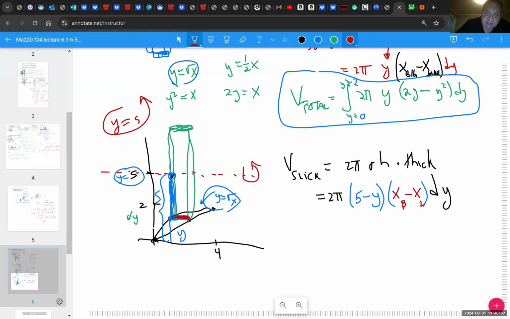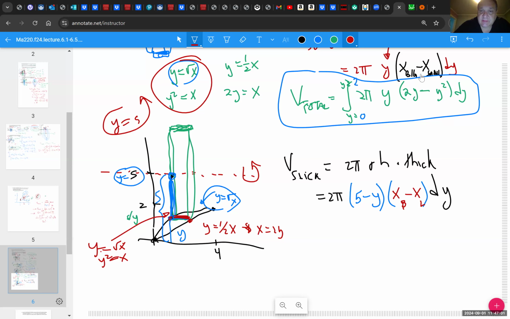So the bigger x is over here, which we already said was y equals 1/2 x, or x equals 2y. That was the bigger x value. The smaller x value, remember, over there is y equals square root of x, which when I solve for x was just y squared. And so if I subtract those two values and put them in terms of y, I get the bigger one, which is 2y, minus the smaller one, which is y squared, and then I get dy.